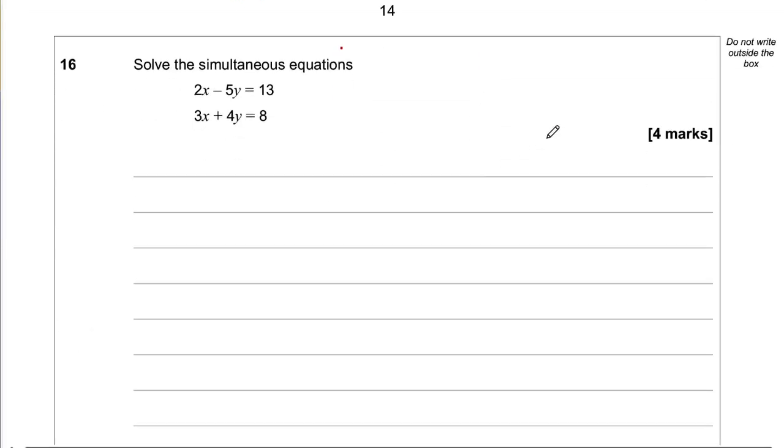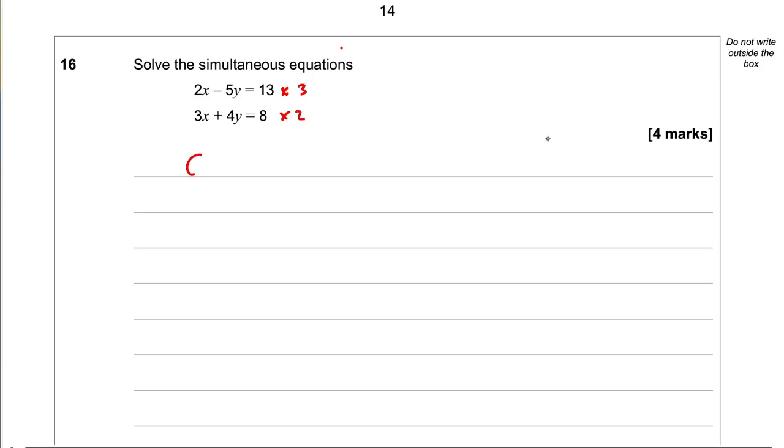Right, question 16. Solve the simultaneous equations 2x minus 5y is equal to 13 and 3x plus 4y is equal to 8. So I either want to make my x coefficients the same, the lowest common multiple of those two would be 6, or make my y coefficients the same, and the lowest common multiple of those two numbers would be 20. So I'm going to make my x coefficients the same.